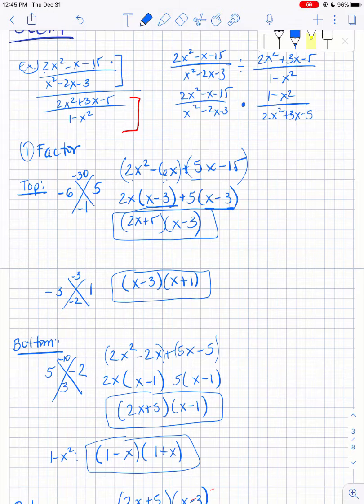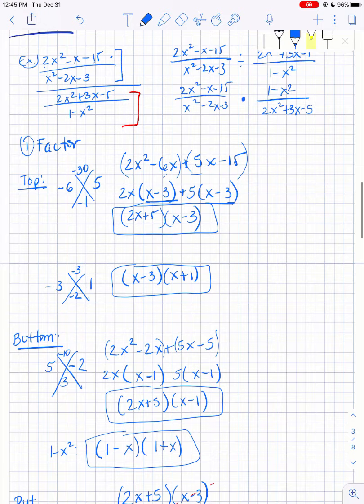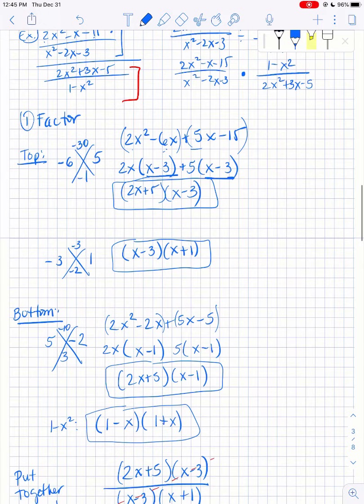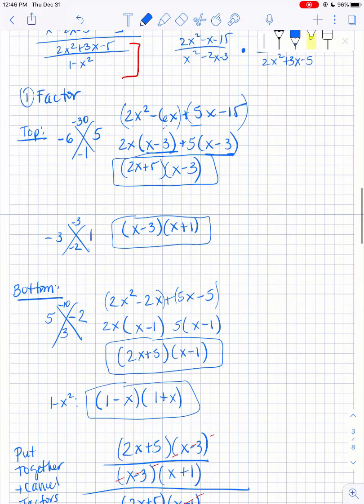Now I'm going to do the bottom red term. So I have 2x squared plus 3x minus 5. It's the same thing. You do our x factoring. So I have negative 10 and 3. 5 times negative 2 is negative 10, and 5 minus 2 is 3. So I have 2x squared, and then I put the minus 2x with that one, and then the 5x minus 5. So then I got 2x plus 5 times x minus 1.